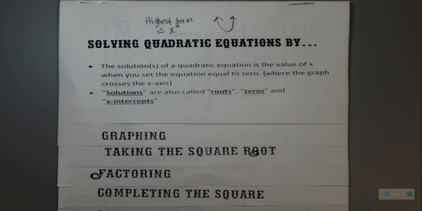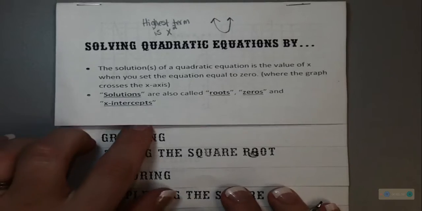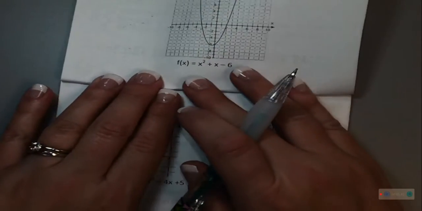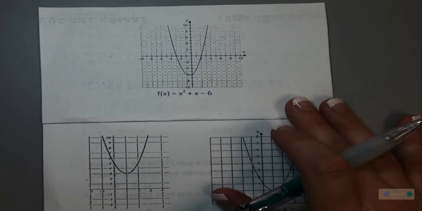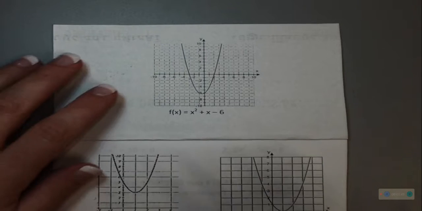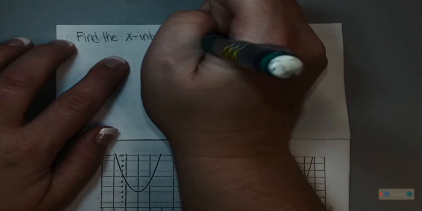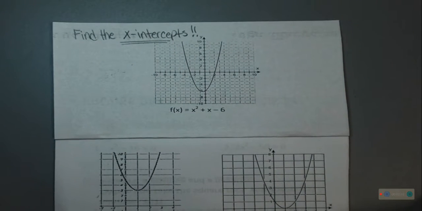Okay, now let's open this up. We're going to open up the part that talks about graphing. So open up, solve by graphing. To solve by graphing, you need to understand that the solutions are the x-intercepts. All you have to do is find the x-intercepts. I want you to write that up here: find the x-intercepts. If I give you a graph and ask you for the solutions, the roots, or the zeros, you are looking for the x-intercepts. And where am I going to find an x-intercept? Where it crosses the x-axis.